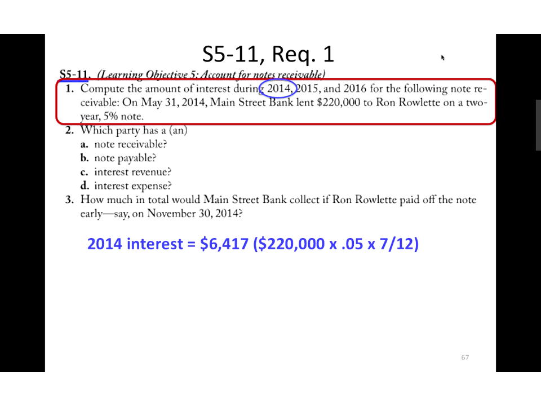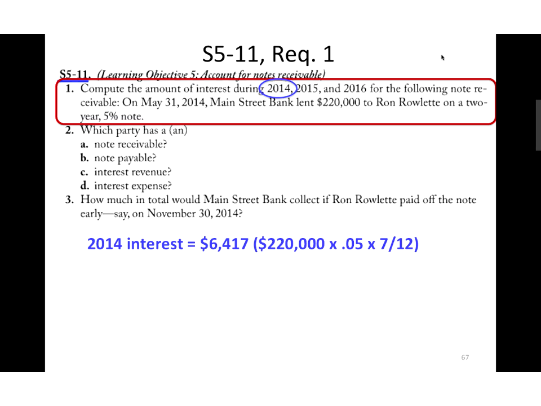Okay, so 2014 interest is going to be $220,000 times 5%, then times 7 months out of 12, because this is June through December. So June through December, it's going to be 7 months. So $220,000 times 5%, that annual rate, times 7 months out of 12. So the interest for 2014 is going to be $6,417.